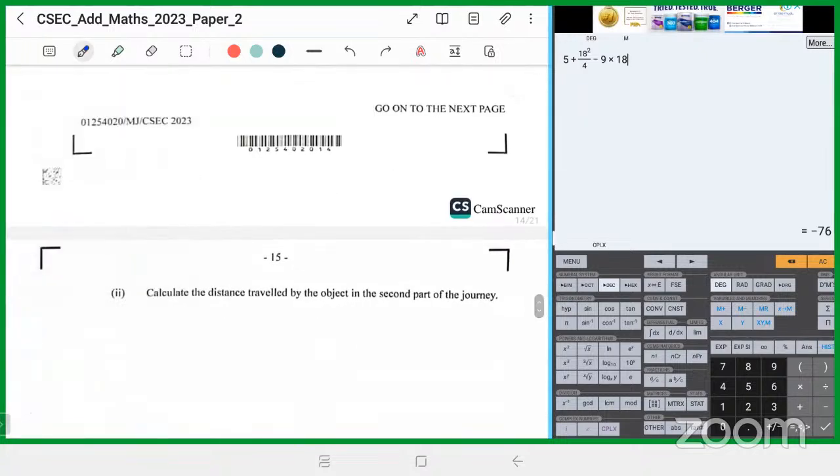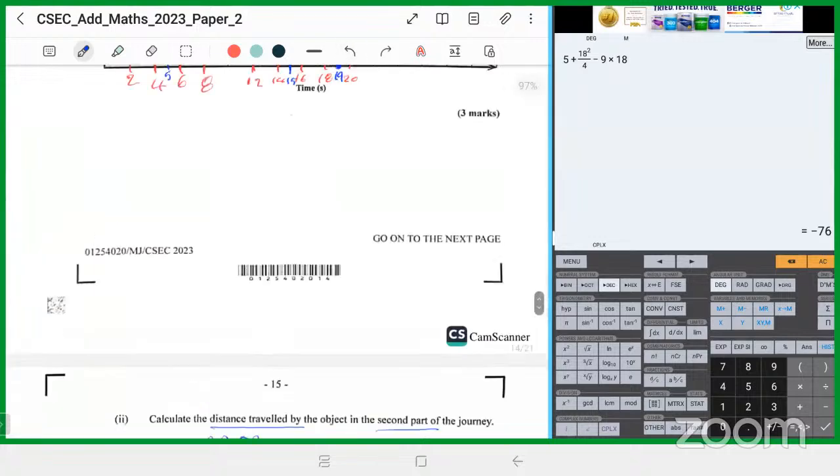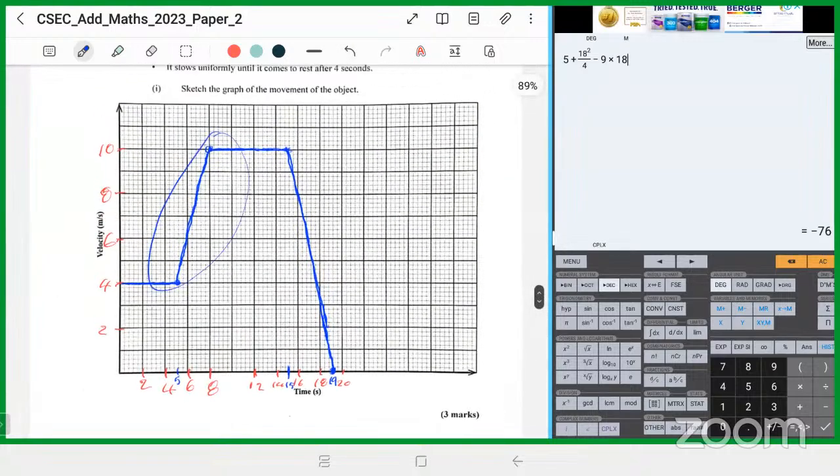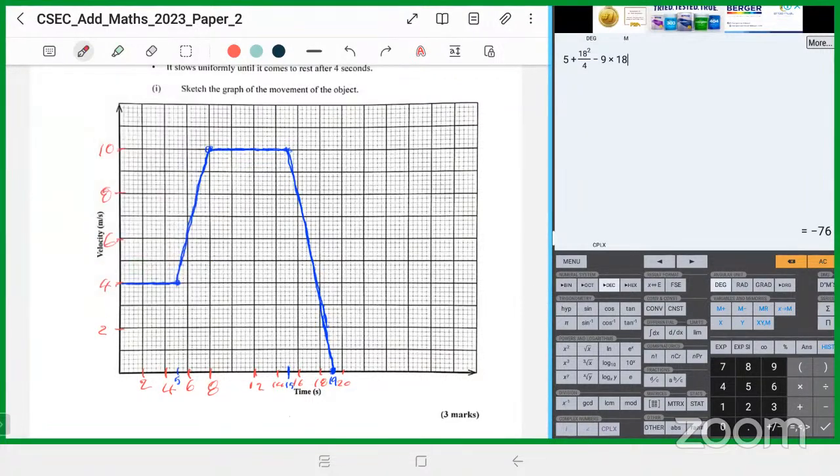It says, calculate the distance traveled by the object in the second stage. Distance is equal to the area under the graph. So the distance traveled is going to be calculated with the area. Where is that? In the second stage, or the second part of the journey. The second part of the journey is right here. So they want us to tell them the area under this part of the graph.